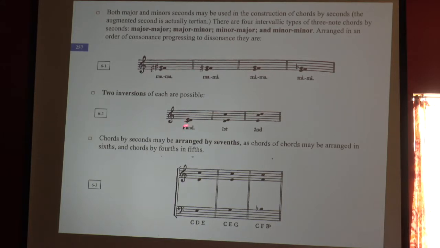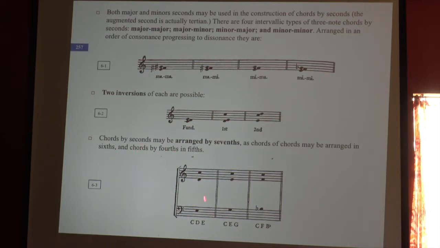So here, this is the fundamental, just stacking like this, C, D, E. Now the first inversion, where we put the C on top, right? Now we can put the C and the D on top. Okay, right. So we're just inverting this chord by seconds. Chords by seconds may be arranged by sevenths, because that's the inversion, right? Just as chords of thirds may be arranged in sixths, and chords by fourths in fifths.